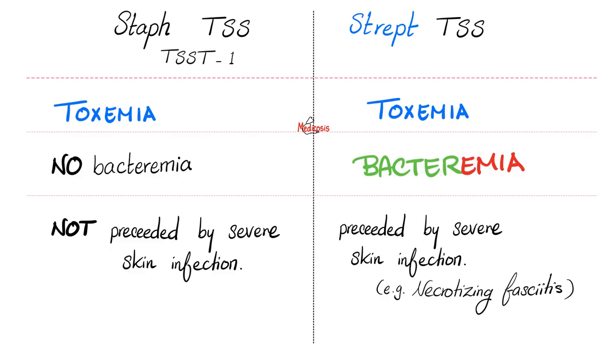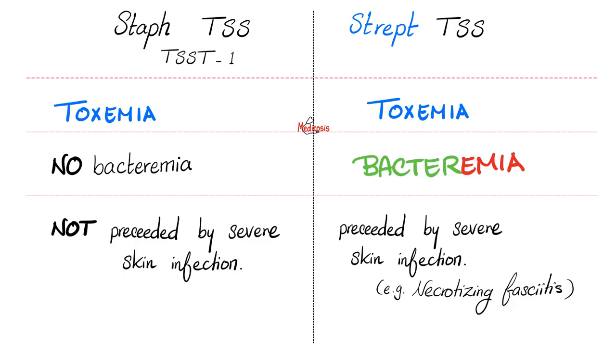Let's compare and contrast between toxic shock syndrome caused by Staph aureus versus toxic shock-like syndrome caused by Streptococcus pyogenes. Both of them have toxemia. However, the one caused by staph does not have bacteremia, which means it's not going to respond to antibiotics, because they are called antibiotics: bio, life. They are anti-living. They are antibacteria. When you have no bacteria in the blood, antibiotics are not going to do anything here.